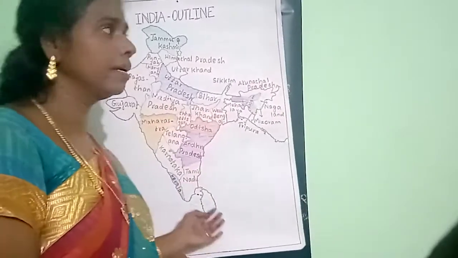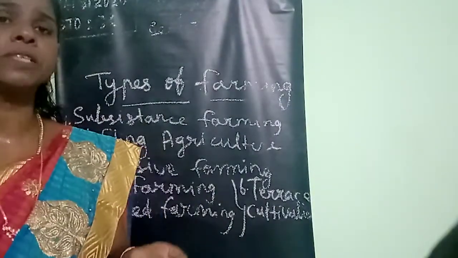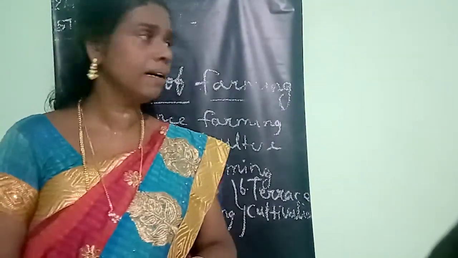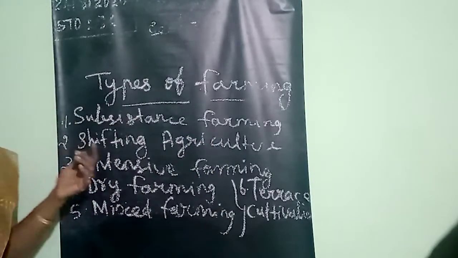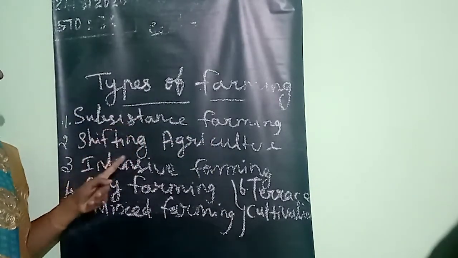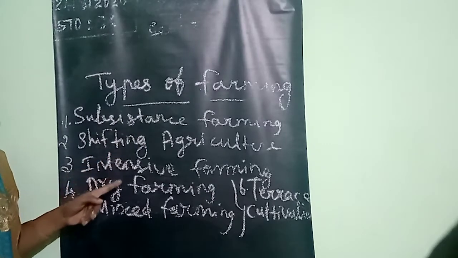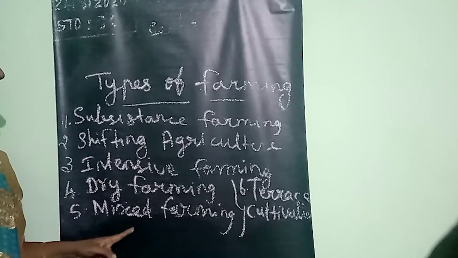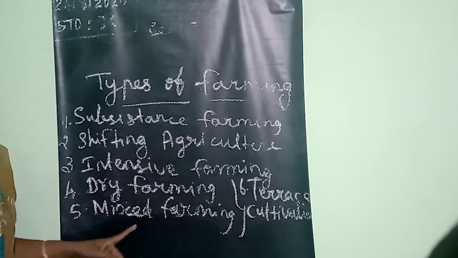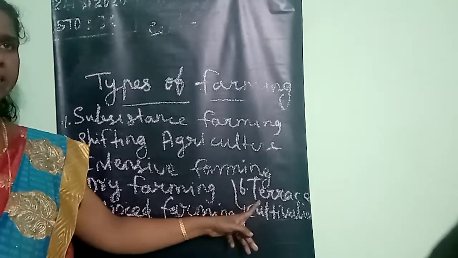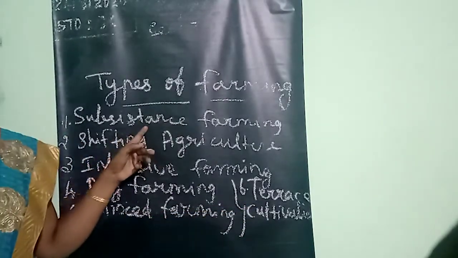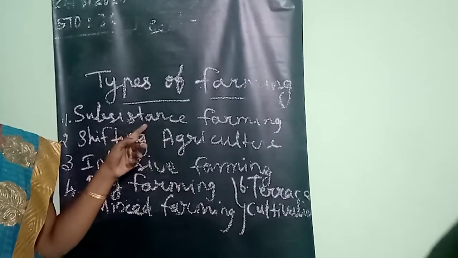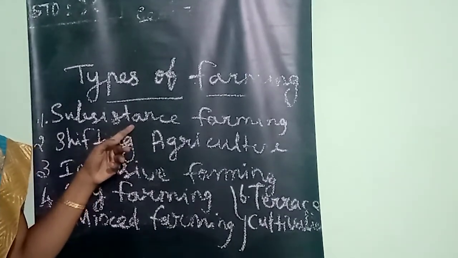Okay students, can you now understand the different types of farming? Now I am going to recall them. There are 6 types of farming practiced in India. The first one is subsistence farming. Second is shifting agriculture. Third is intensive farming. Fourth is dry farming, fifth is mixed farming, and the last one is terrace cultivation. Subsistence farming means the farmers cultivate plants and livestock for their own purposes.